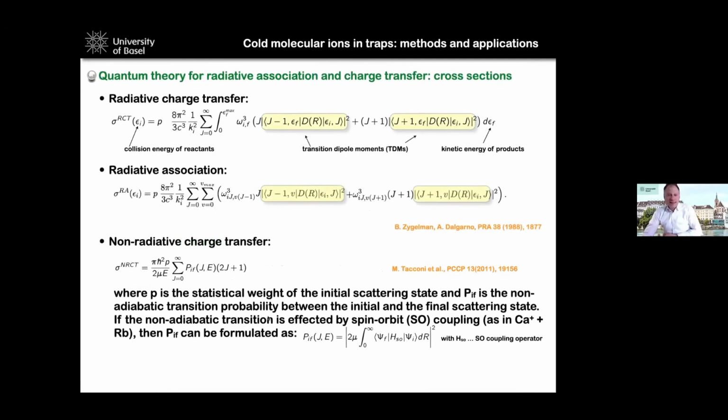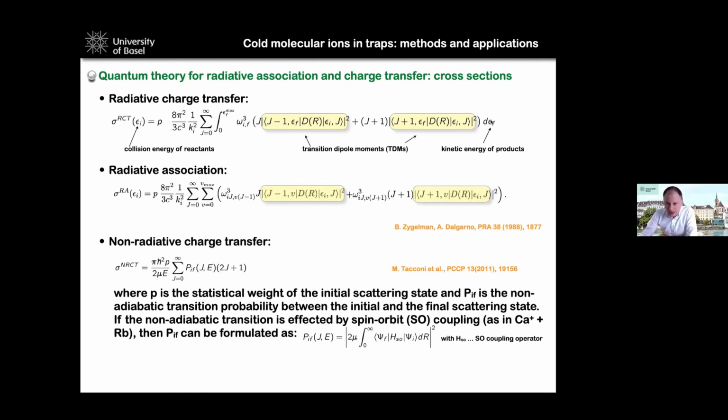One can understand this if one looks a bit closer into the quantum mechanics of these different processes that we are dealing with here: radiative charge transfer, radiative association, and non-radiative charge transfer. So it can be shown that the cross sections for these processes, and this is essentially discussed in this seminal paper by Alex Dalgarno and Siegelman, can be cast in expressions like this. I don't want to go into too many details here. Suffice to say that the cross section is essentially given by a sum over all angular momentum quantum numbers that we have here.